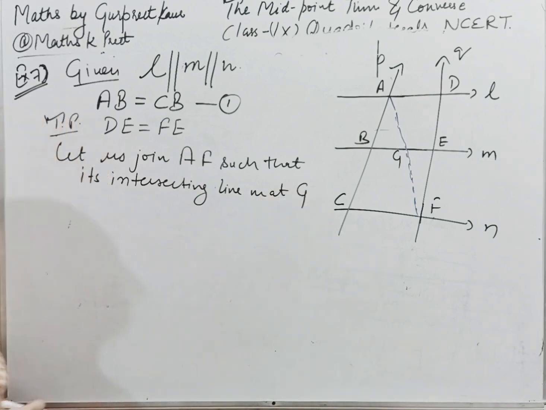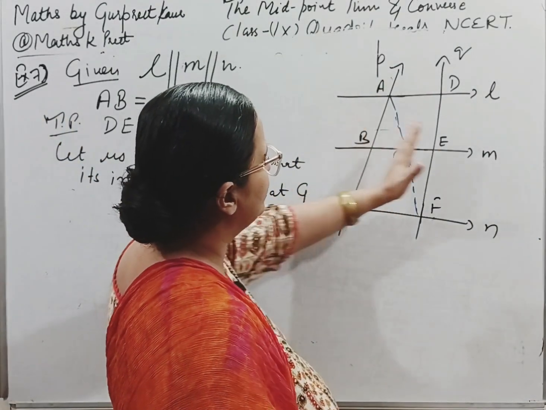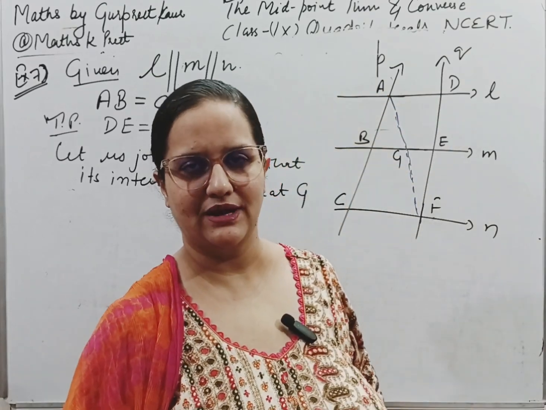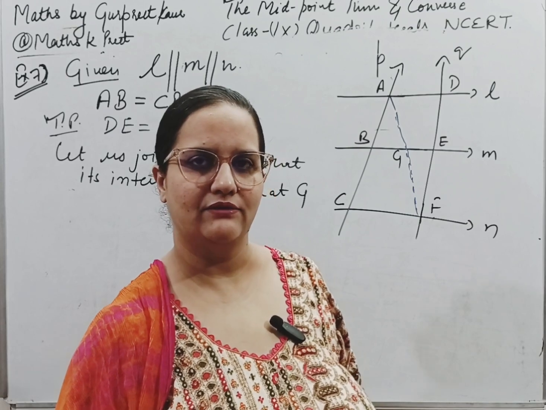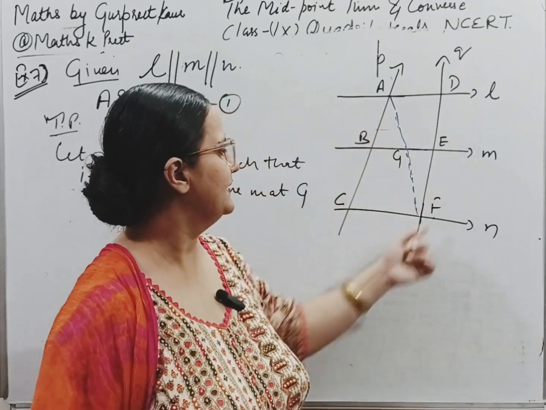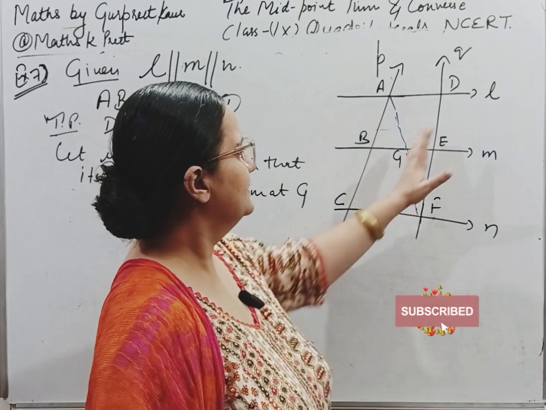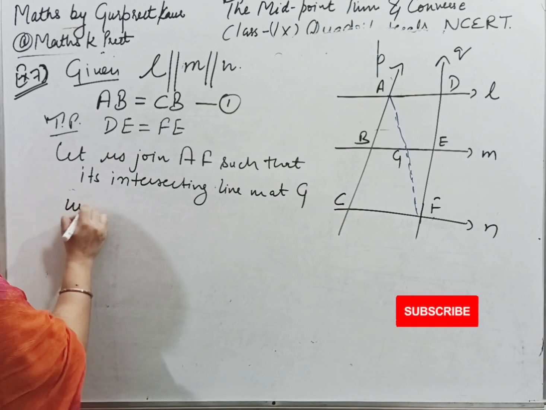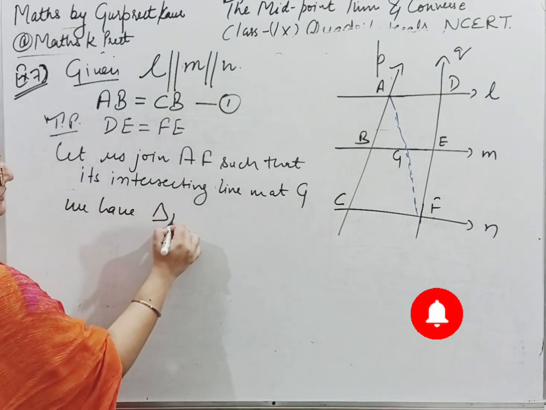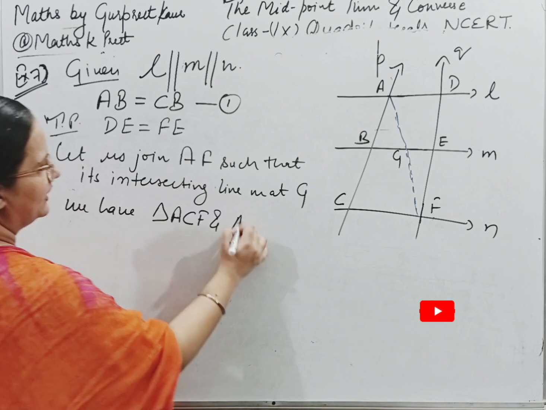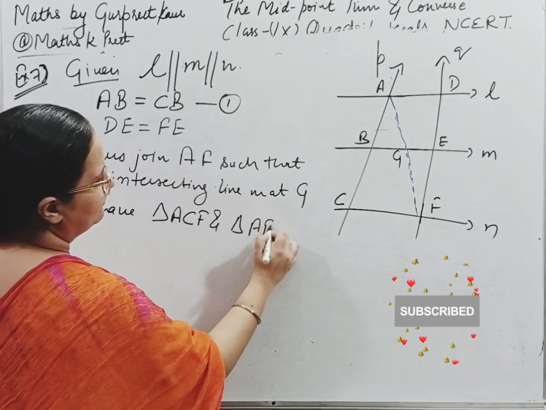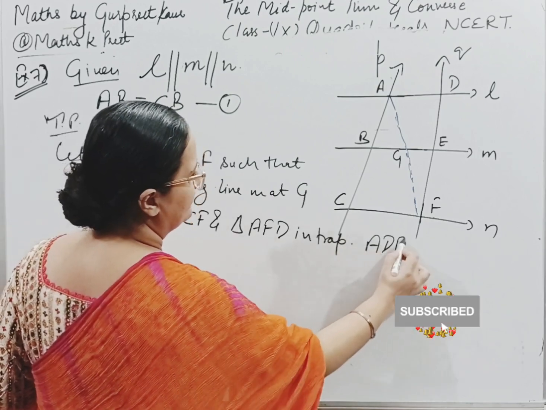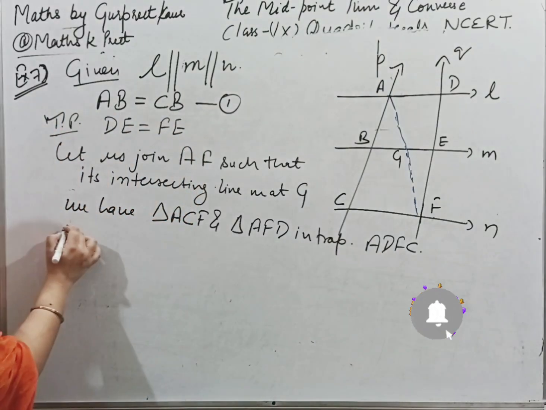Two lines are given parallel to us, and from the figure it is very clear that AC is non-parallel to DF. When a pair of opposite sides is parallel and the second pair is non-parallel, then we have a trapezium. So this is making a trapezium ADFC, and by joining this AF we are getting these two triangles out of this complete trapezium. So we can write, we have triangle ACF and triangle AFD in trapezium. What is the name of the trapezium? ADFC.